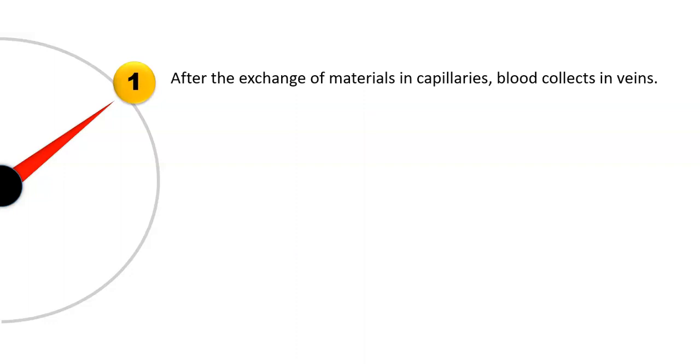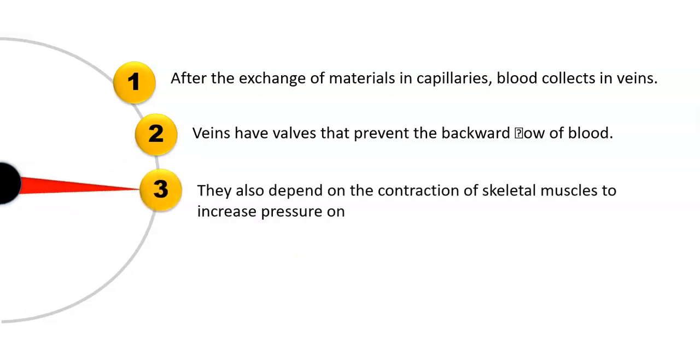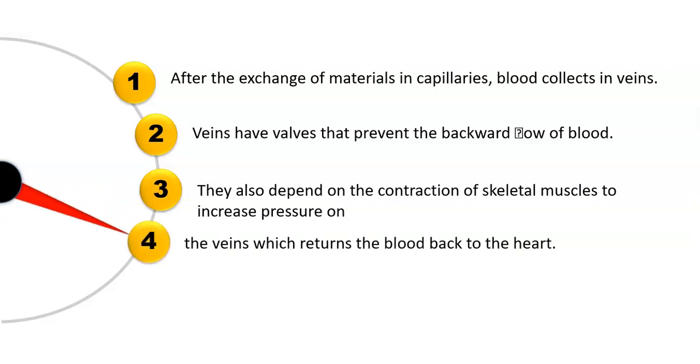After the exchange of materials in capillaries, blood collects in veins. Veins have valves that prevent the backward flow of blood. They also depend on the contraction of skeletal muscles to increase pressure on the veins, which return the blood back to the heart.